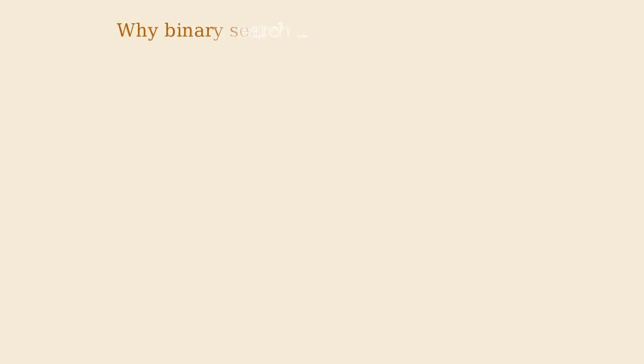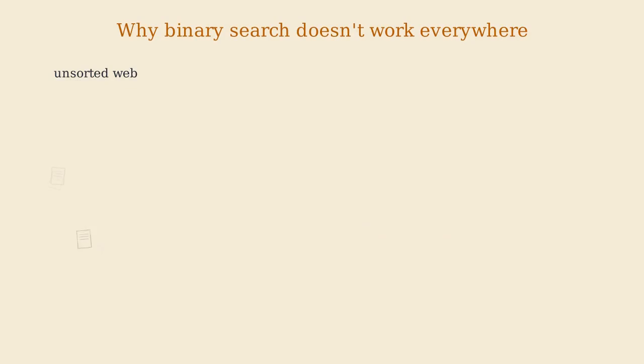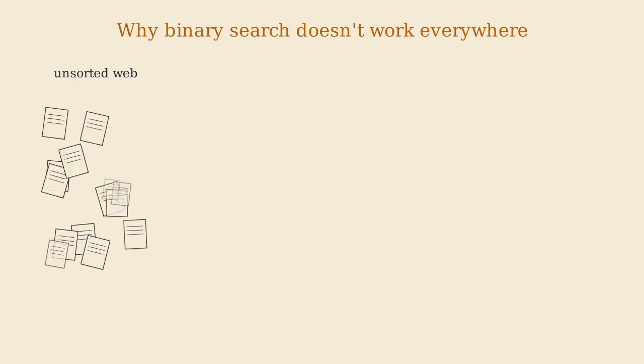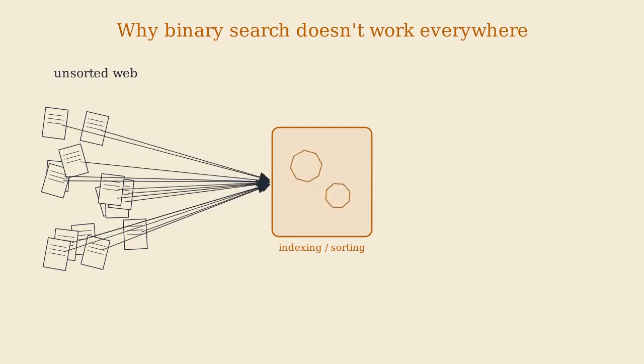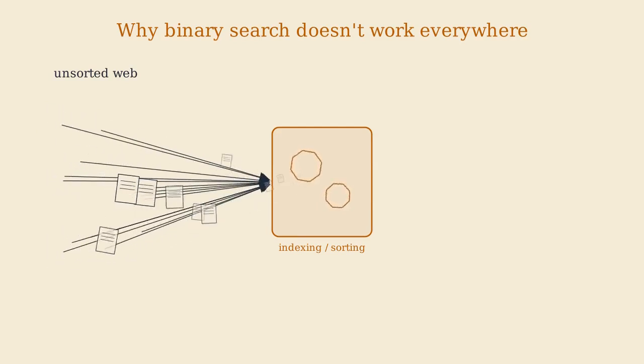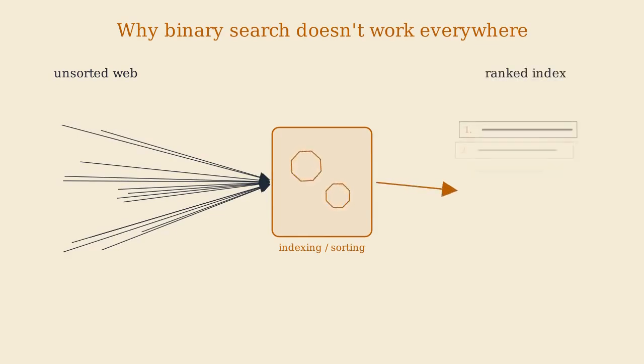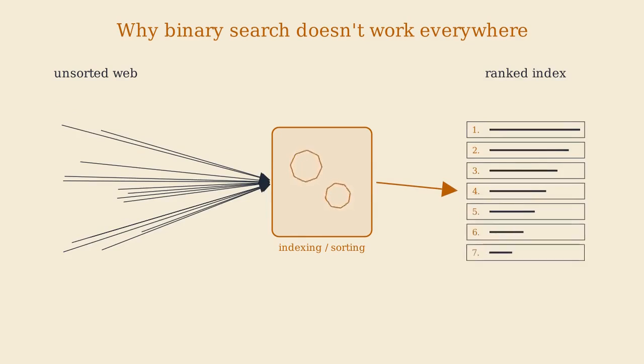Now let's flip the question. Why doesn't this trick work everywhere? Why can't Google search the web in 30 steps? Because the web isn't sorted on the thing you're searching for. You type best ramen near me. There's no alphabetical order of restaurants by deliciousness. Google has to do enormous prep work, building indexes, ranking, pre-computing, so that at query time, something about your search becomes binary search-shaped.